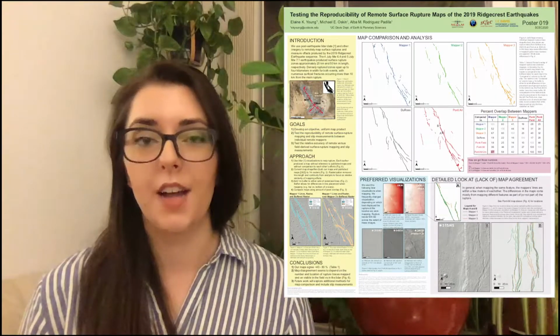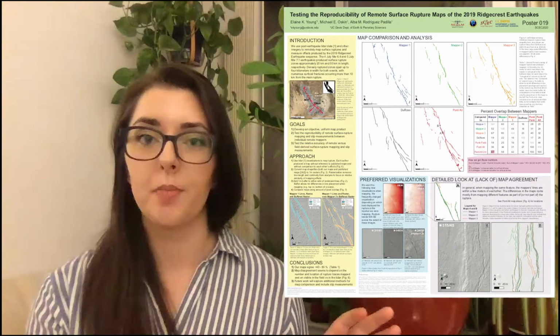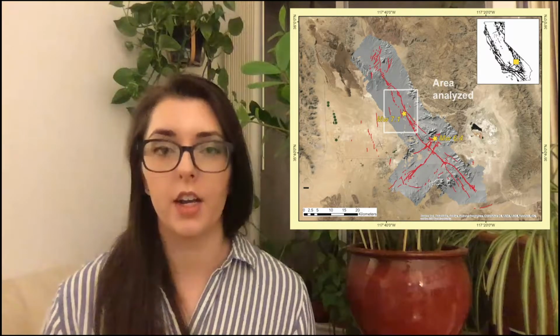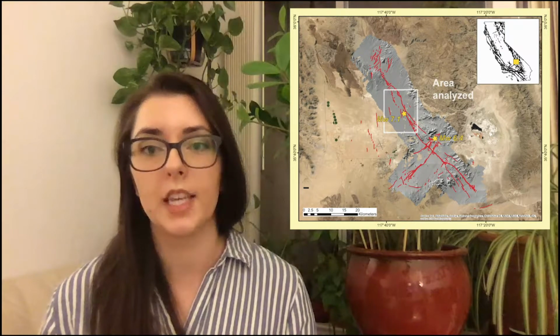I'm going to start off with a quick summary of my poster, and then I will jump into some more of the details later on in the video. The goal of the project overall is to test the accuracy and reproducibility of remote rupture maps and slip measurements. The work presented on this poster focuses on a small area of the 2019 Ridgecrest earthquake sequence.